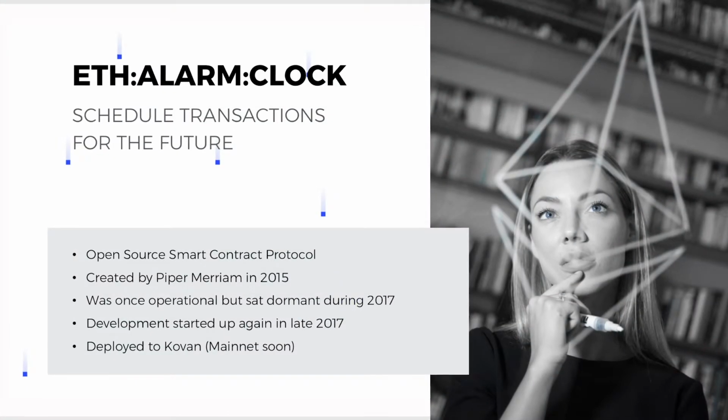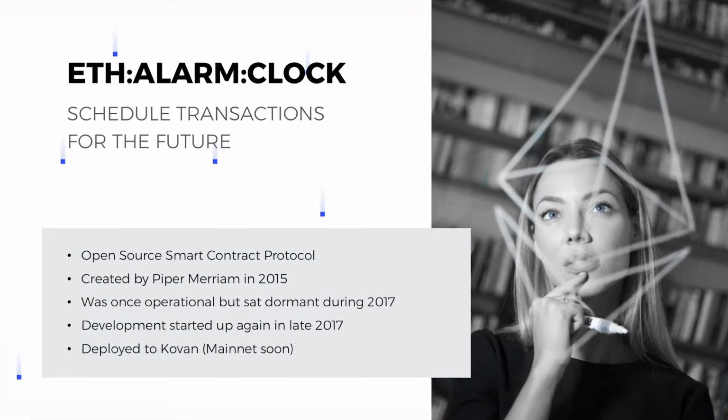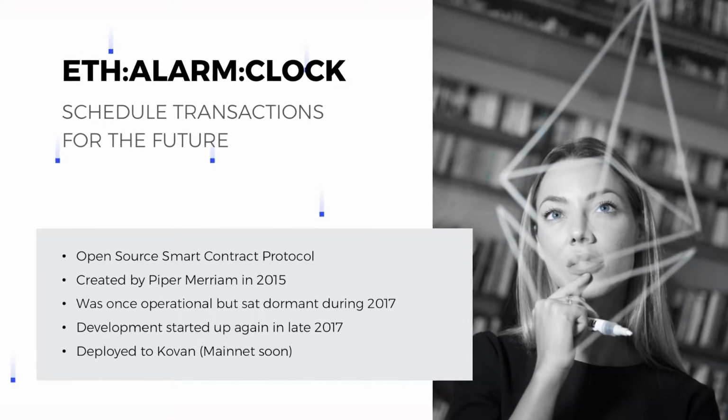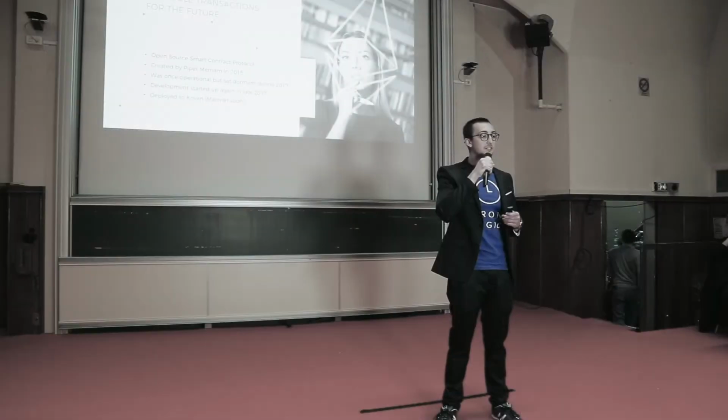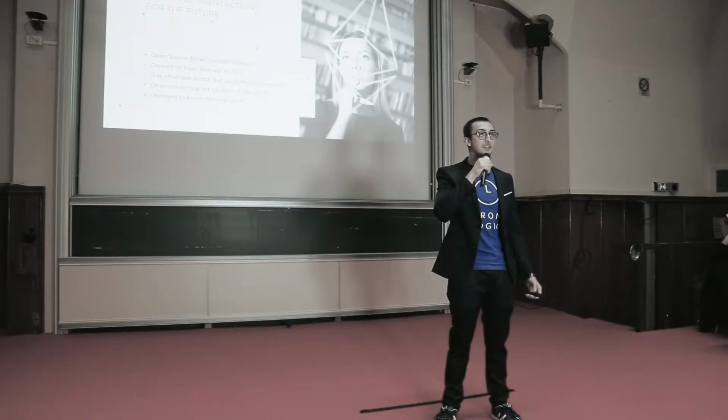Okay, so what is the Ethereum alarm clock? The Ethereum alarm clock is an open source smart contract protocol. It was originally created by Piper Merriam in 2015. Piper is a veteran dev. He's now at the foundation, and he has a multitude of projects that he works on. Unfortunately, the alarm clock was one of the projects that fell out of use, wasn't priority for a while. For that reason, it wasn't working.